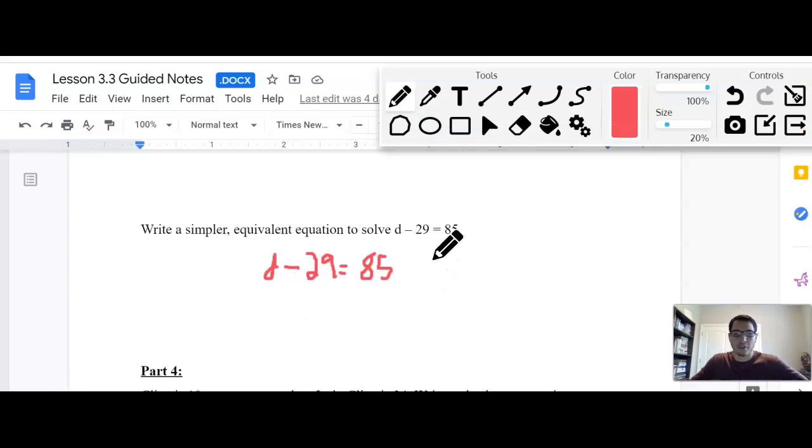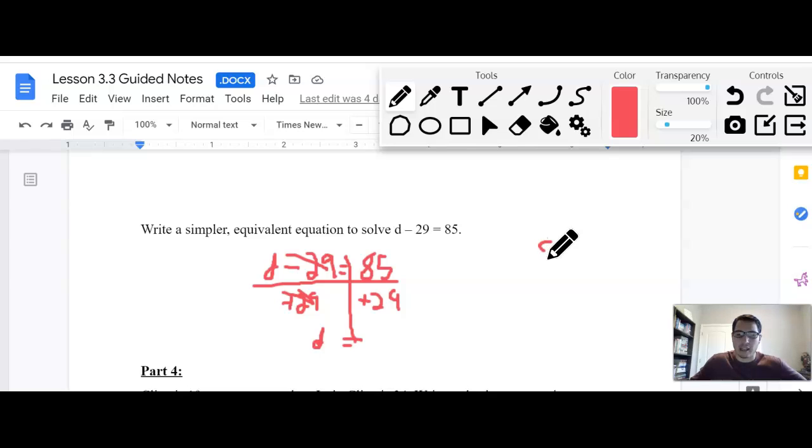Let's go ahead and go over this answer. D minus 29 equals 85. It's T-chart time. What we're going to do to both sides, this is subtraction, so the inverse is addition. So we add 29 to both sides. On the left-hand side, we're going to be left with just D, because D minus 29 plus 29 would cancel each other out, giving us just D.